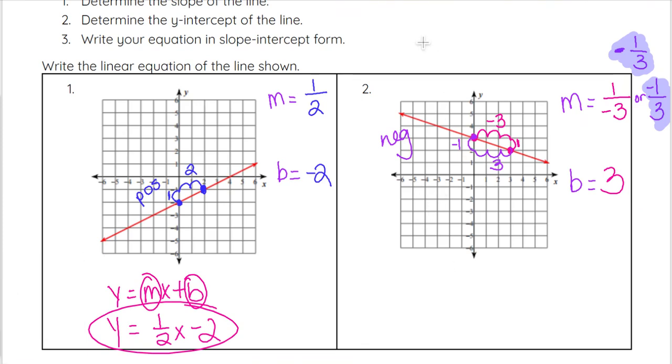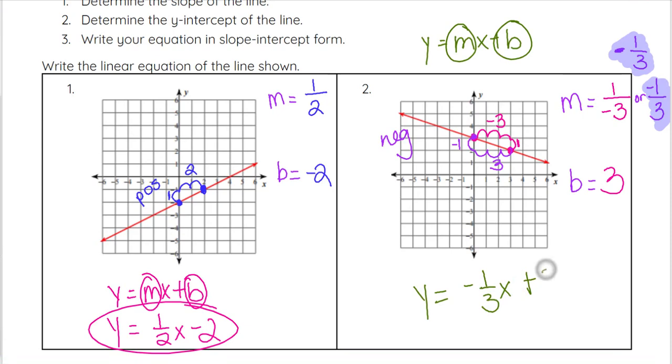So plugging into y equals mx plus b, we're going to plug in for m and for b. So y equals -1/3 x plus 3. And that is the equation of this line.